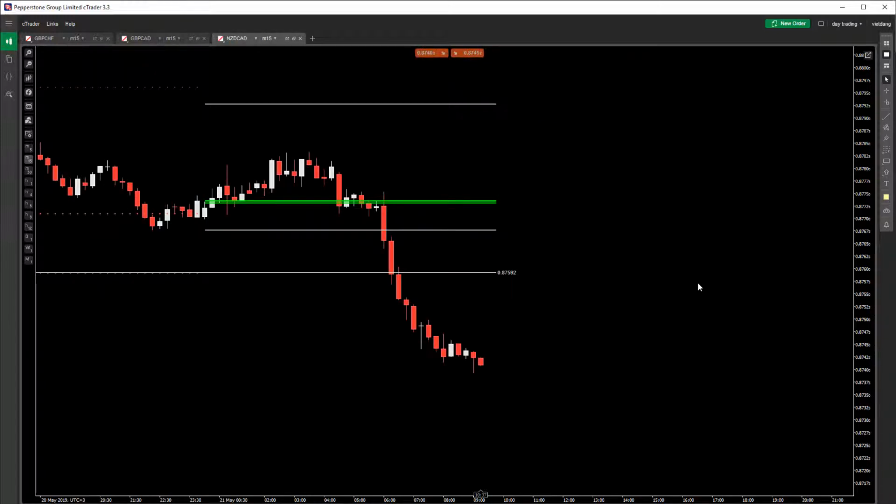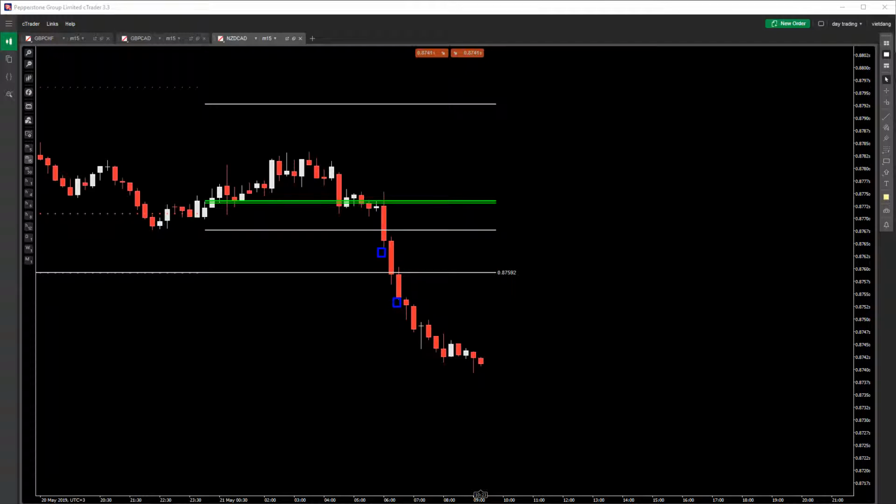And the last pair is New Zealand CAD. This one has already made a move a couple hours ago, and I was trying to see if there was any pullback so I could enter the trade. As I was watching this candle, that's when I got myself ready. Any pullback to here or here, I would have entered using a sell limit. That didn't happen. And then this level was broken by this candle here. Again, I was watching for any pullback. It hasn't happened at all, and it looks like price continues to push down.